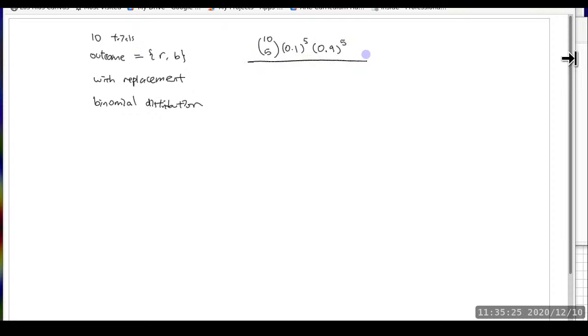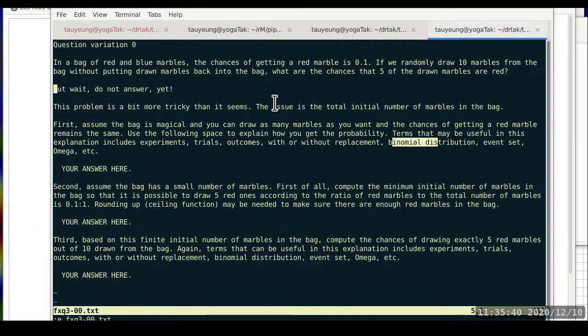But in order to get points, you also have to answer all of these as well, because this is how I can understand that you know how to frame the problem to get to the answer. Alright, so moving on. Second, assume the bag has a smaller number of marbles. Small number being not infinite. It's no longer a magical bag of marbles. First of all, compute the minimum initial number of marbles in the bag so that it is possible to draw 5 red ones, given that the ratio of red marbles to the total number of marbles is 0.1 to 1.